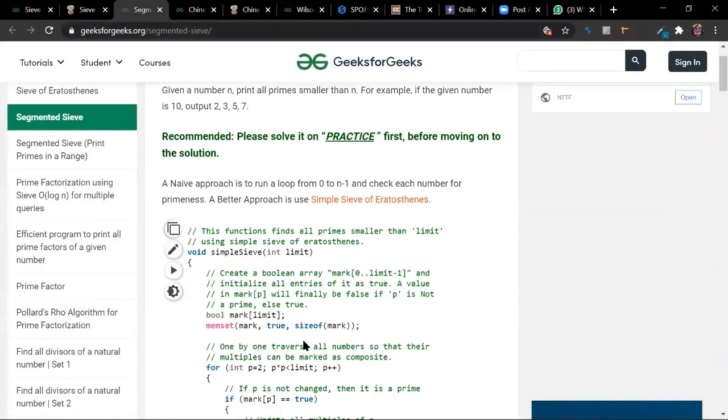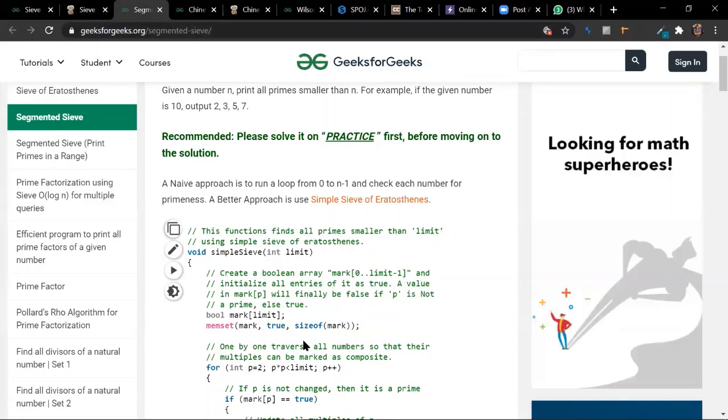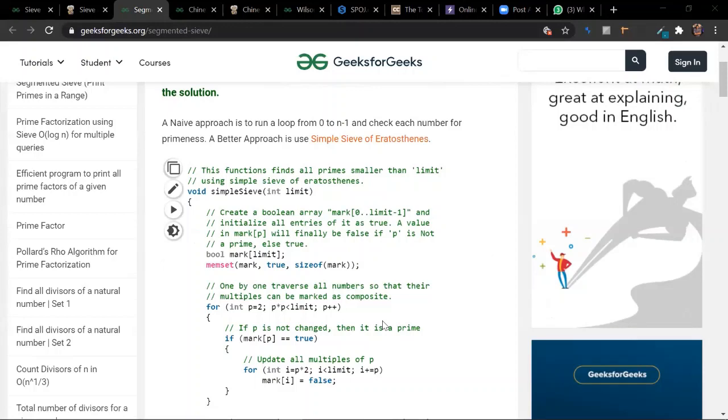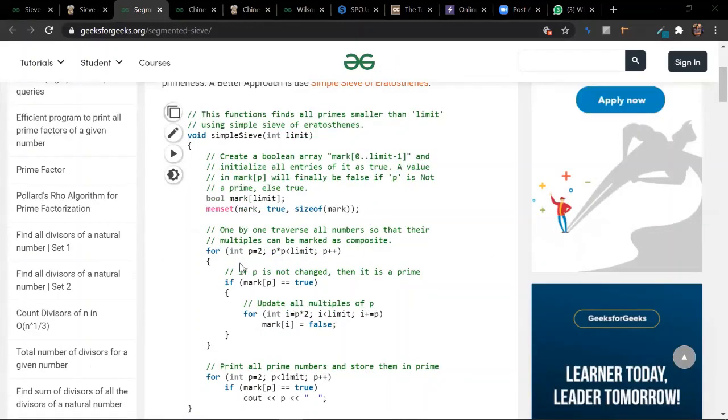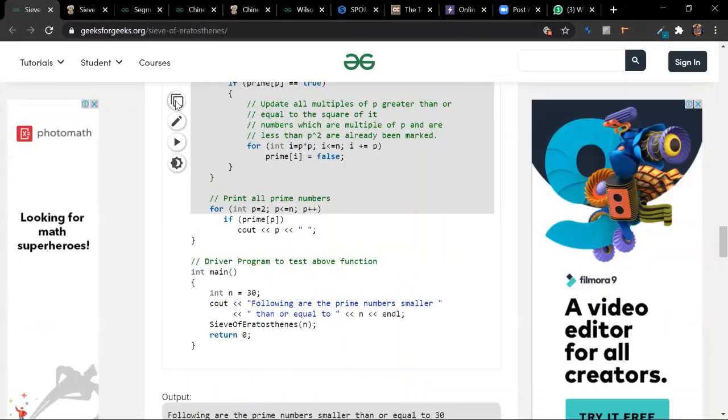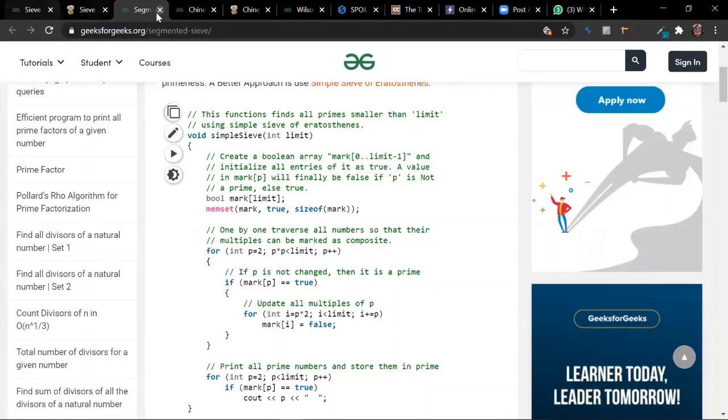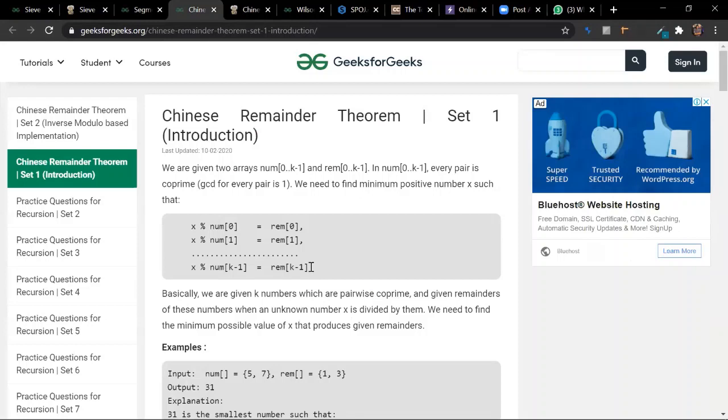Okay. Then the segmented sieve, I explained to you. In the segmented sieve, one of the optimizations was the segmentation. This is not quite as good as the sieve of Eratosthenes, so you can directly use that. So these three are the same. Now next we will be talking about the Chinese remainder theorem.